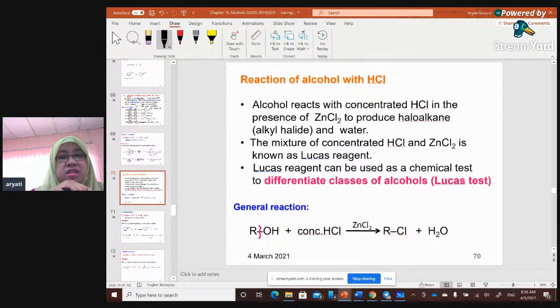The next reaction is reaction of alcohol with HCl. Alcohol react with concentrated HCl in presence of ZnCl2 to produce haloalkane and water. The mixture of concentrated HCl and ZnCl2 is known as Lucas test. Ini yang kita buat eksperimen minggu ini. So, please remember the reagent. This is the reagent. Okay, so the reagent is the name of test.